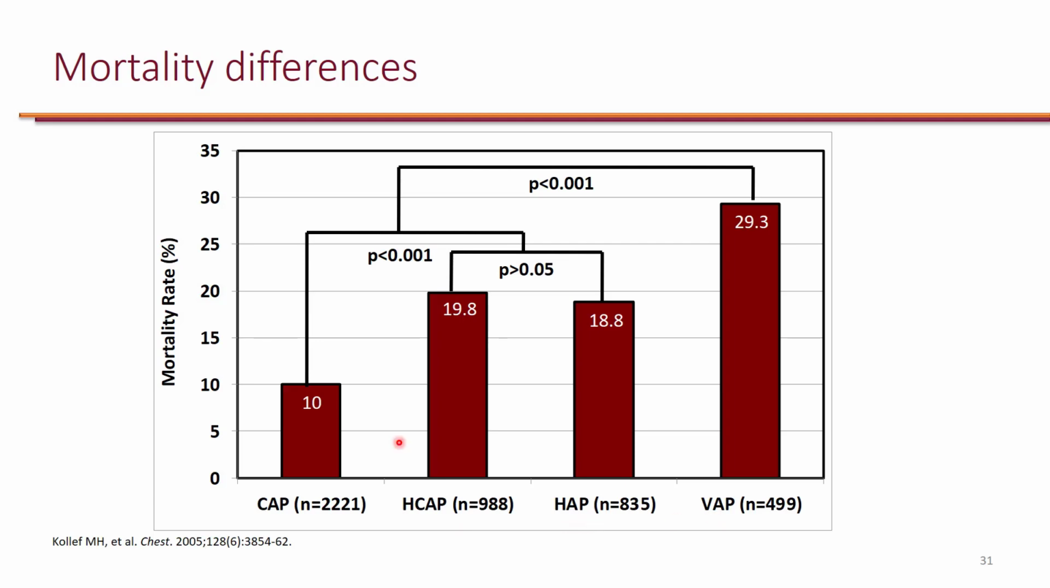Now, keep in mind that the severity of illness is different in different types of pneumonia. So here on the y-axis, you can see the mortality rate. In community-acquired pneumonia, the mortality rate in this study was about 10%, which was significantly lower than the mortality rate in nosocomial pneumonia. On the other end of the spectrum, we have ventilator-associated pneumonia, which has the highest rate of mortality compared to other types of pneumonia.